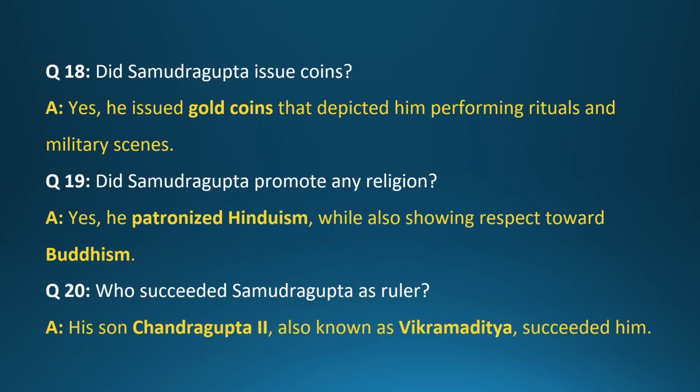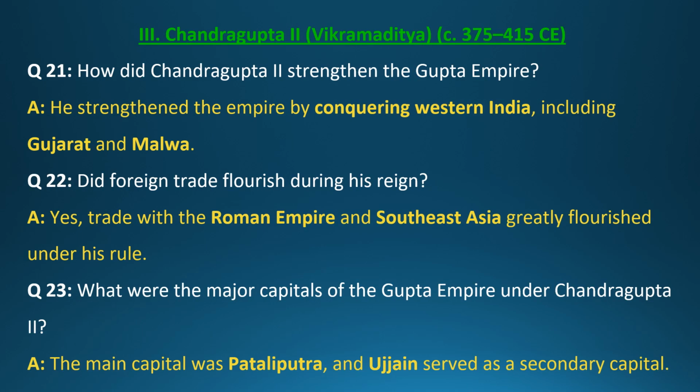Question 20. Who succeeded Samudragupta as ruler? Answer. His son Chandragupta II, also known as Vikramaditya, succeeded him. Section 3. Chandragupta II, Vikramaditya, c. 375 to 415 CE.